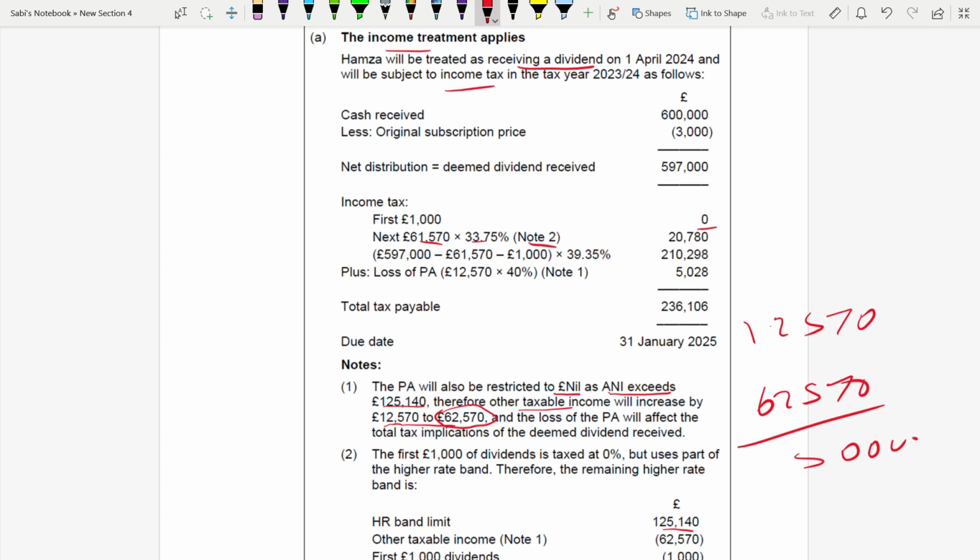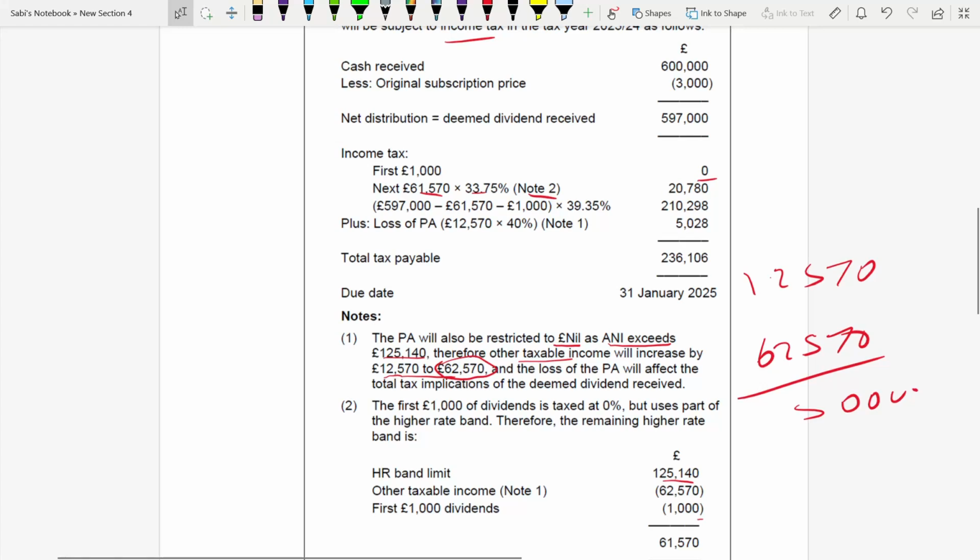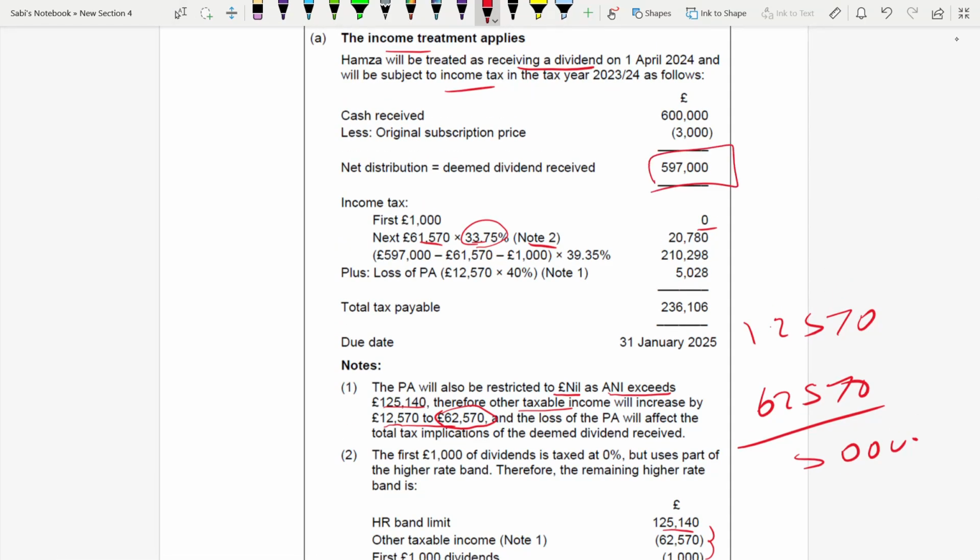Now, this is your other taxable income. So from your higher rate, if you deduct 1,000 of taxable income, you still have this much basic band left, right? 61,570. That's why it is taxed at 33.75, the basic rate, the next higher rate. So this one will fall in the higher rate, 597 minus the basic minus this 1,000. This will be taxed at the additional rate. Additional rate, not even higher rate, additional rate. You cannot utilize the basic rate band because you are falling in the higher rate.